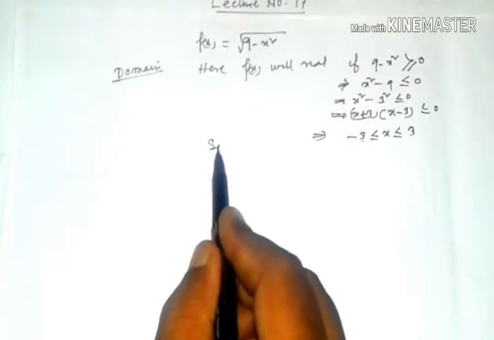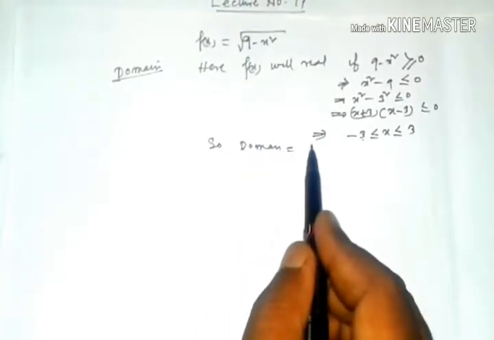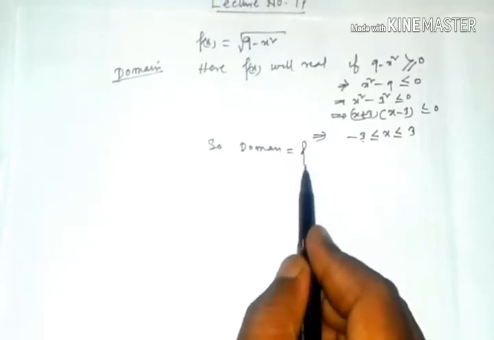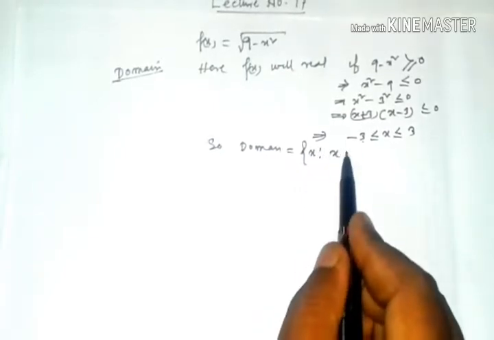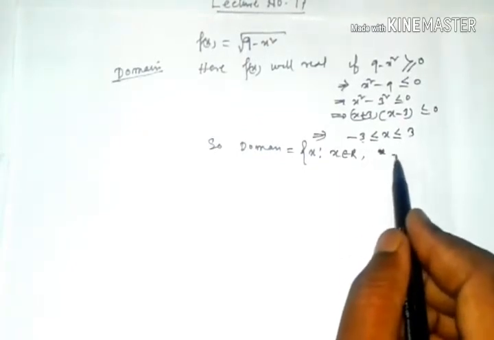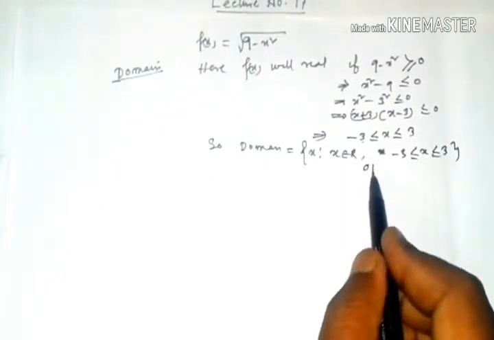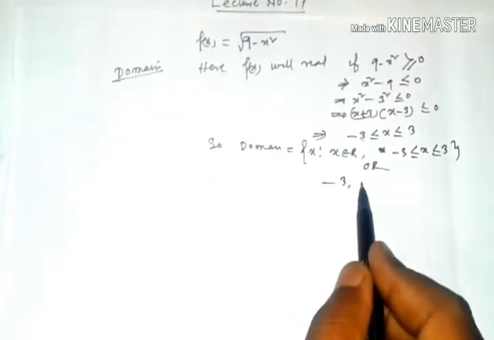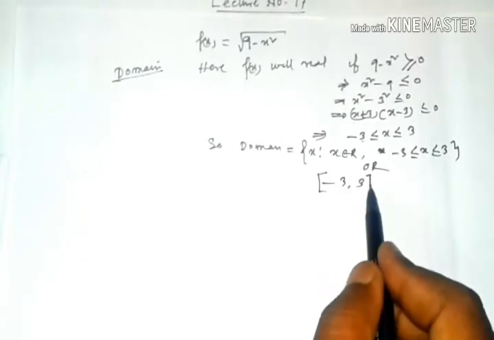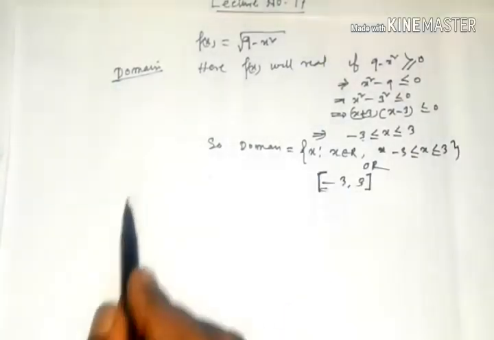So the domain is equal to the set of x such that x belongs to R, minus 3 less than or equal to x less than or equal to 3, or we can write it as the closed interval minus 3 to 3. Now to find the range.